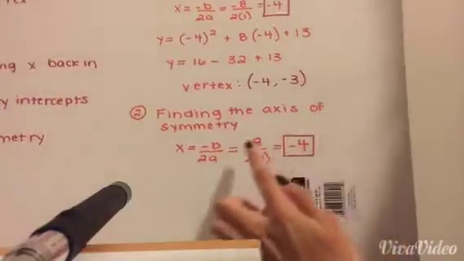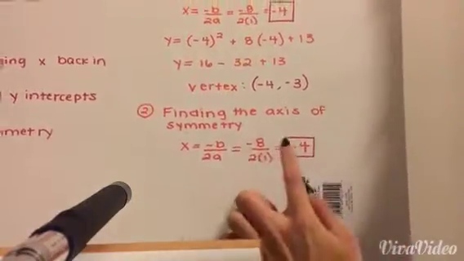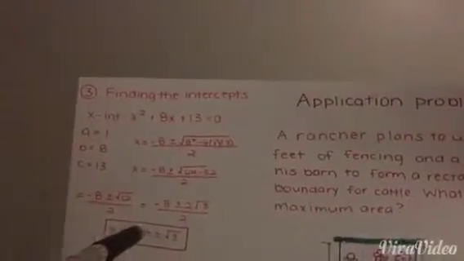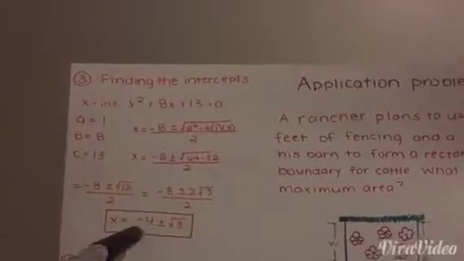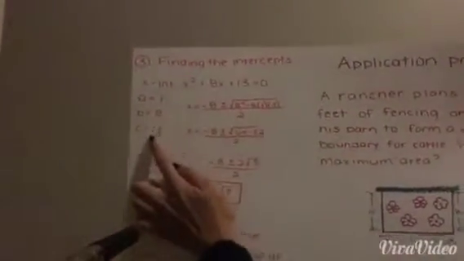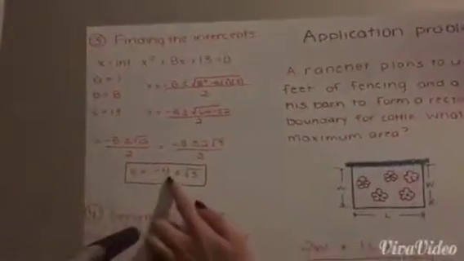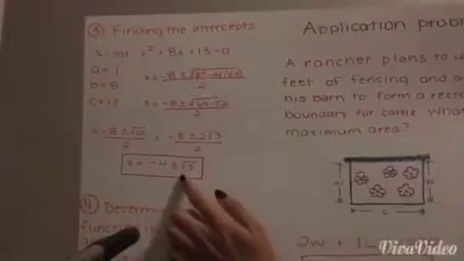Afterwards, I found the axis of symmetry by using the same formula as the vertex, and my answer was -4. The third thing I did was find the intercepts by using the quadratic formula, where a = 1, b = 8, c = 13. Once I did the calculations, my answer was -4 plus or minus the square root of 3.